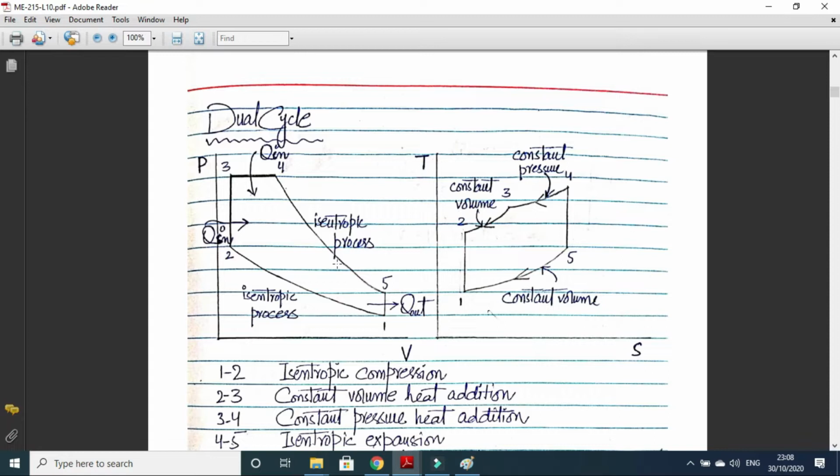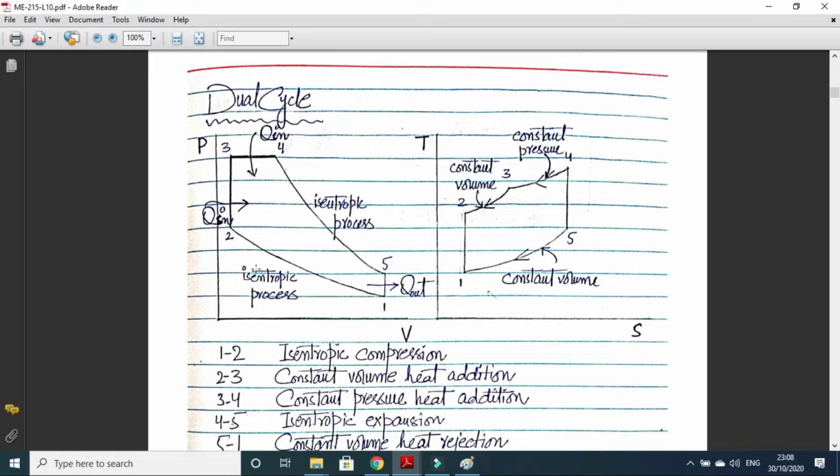These are the PV and TS diagrams. 1 to 2 is isentropic compression. In dual cycle, as the name suggests, there will be both constant volume heat addition and constant pressure heat addition. So 2 to 3 is constant volume heat addition, 3 to 4 is constant pressure heat addition, and 4 to 5 is isentropic expansion process. 5 to 1 is constant volume heat rejection.